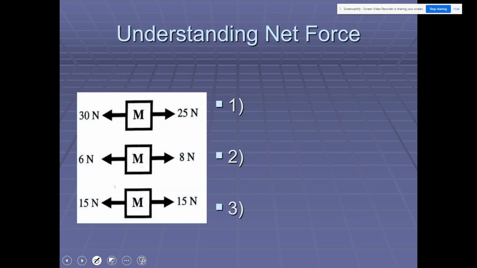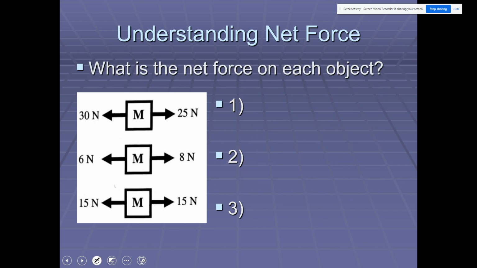And let's take a look at understanding the net force, because usually there's more than one force acting on an object at any one time. If those forces are exactly equal, then there's not going to be a change in motion. But if they are not equal and opposite and they don't cancel each other out, then there may in fact be a change in motion.